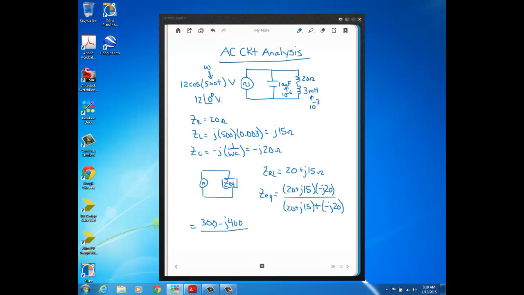Okay, and then the bottom we're going to have 20 as the real part, and then plus j15 and minus j20. That's going to give me minus j5. Okay, and what I did is I converted these into polar form. If you convert this into polar form, the top has a magnitude of 500 and the angle is minus 53 degrees. And on the bottom, we've got a magnitude of 20.6.